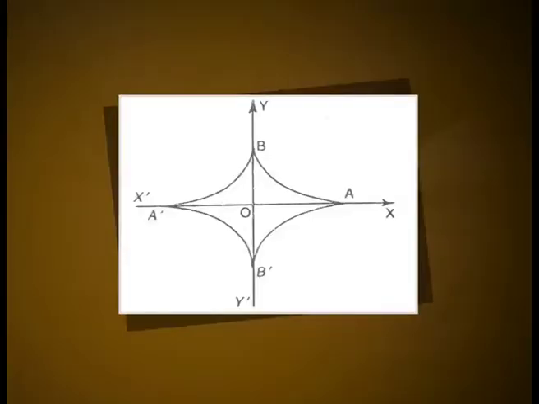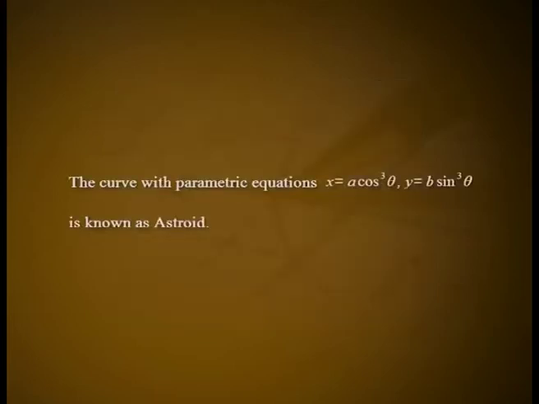Thus, the tangent at each of the points (a, 0), (-a, 0) is the x-axis, and the tangent at each of the points (0, b), (0, -b) is the y-axis. The curve is as shown in figure 5. The curve with parametric equations x = a cos³θ, y = b sin³θ is known as an asteroid.